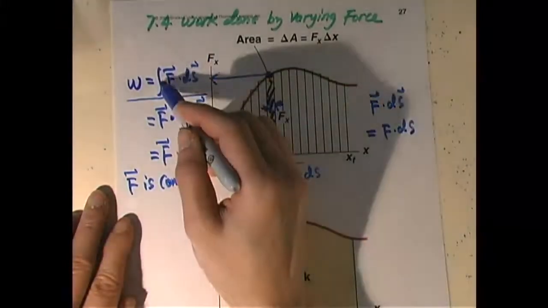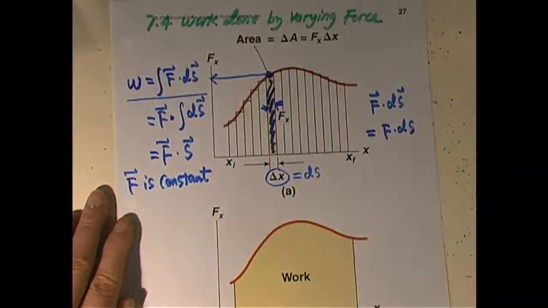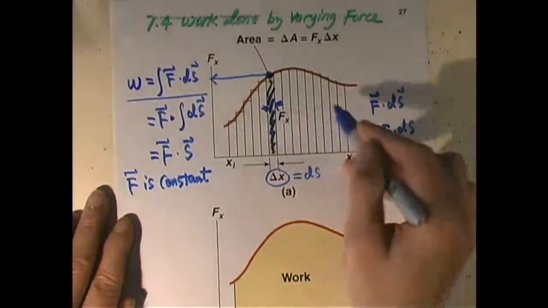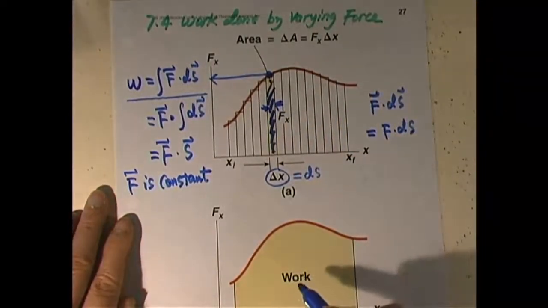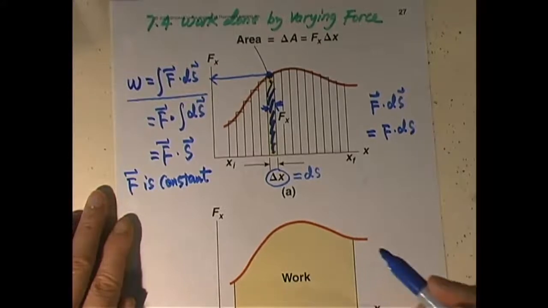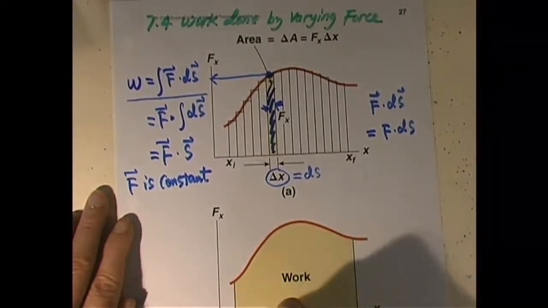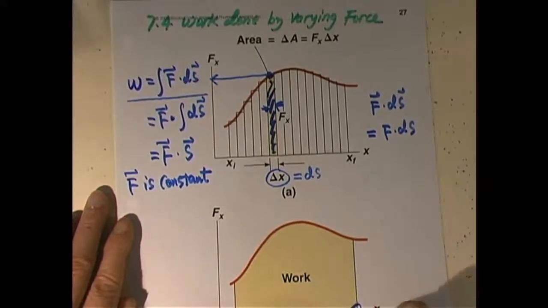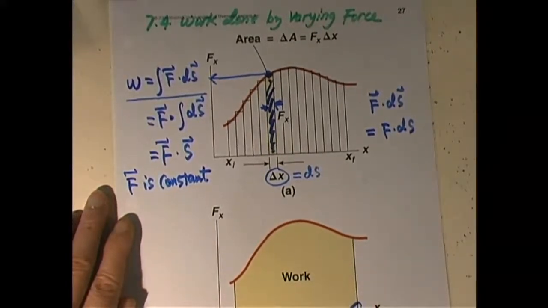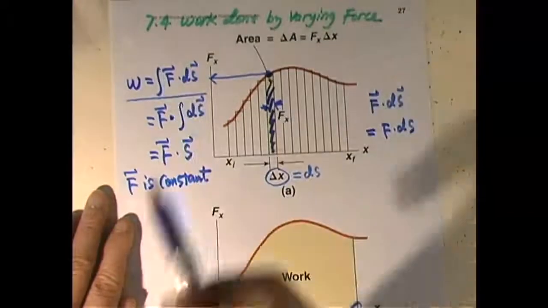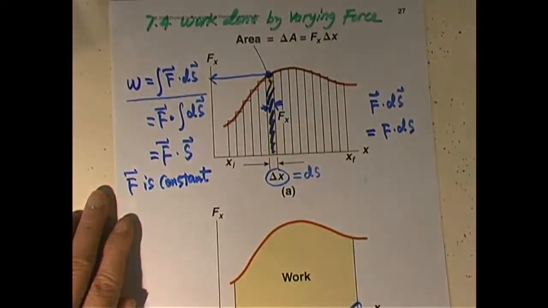So the integral means summation. Summation means they add all the slices of area. So eventually the total work done is the area under the F versus x curve, starting from the initial position to the final position, because this is a displacement. A displacement integral always starts from the initial position to the final position.